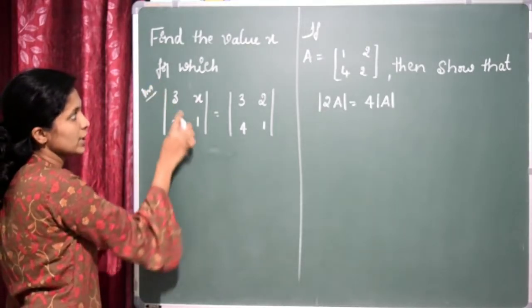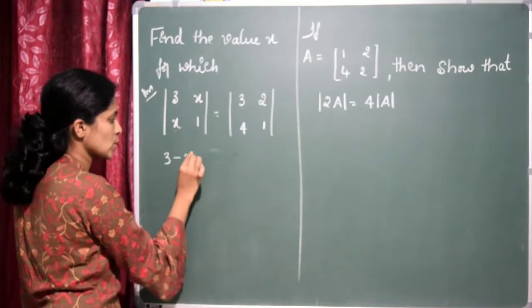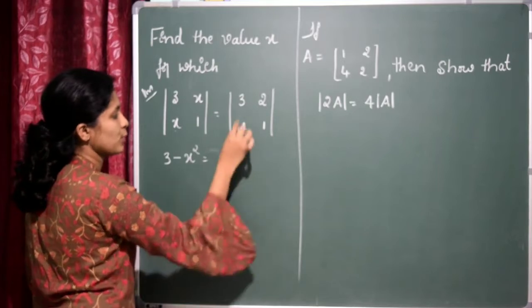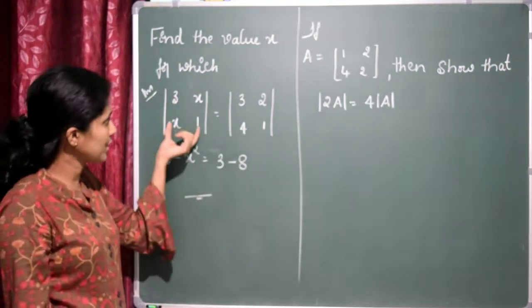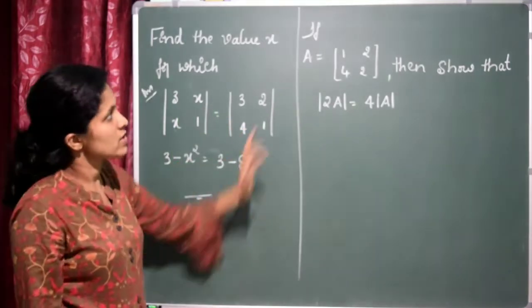Here this will be 3 into 1 will be 3 minus x into x will be x square. So this is equal to 3 into 1 is 3 minus 4 into 2 is 8. Then you will get the value of x. This is the method: a determinant is equal to another determinant. Okay. Complete this one. This is the next one.